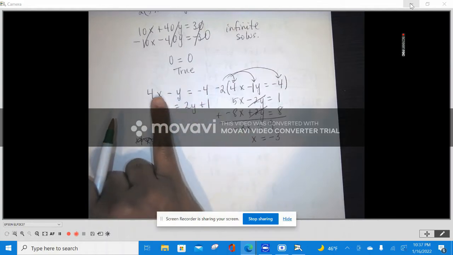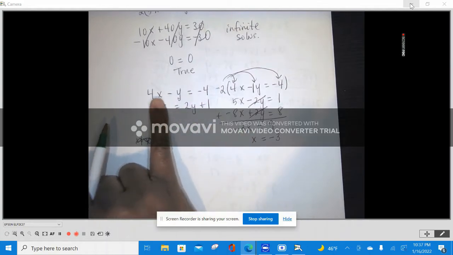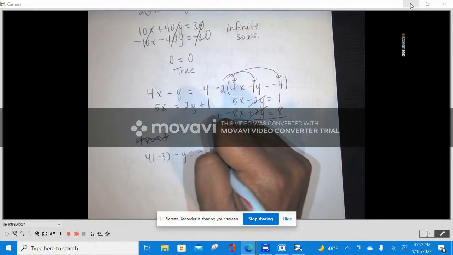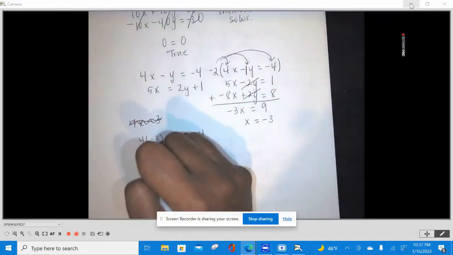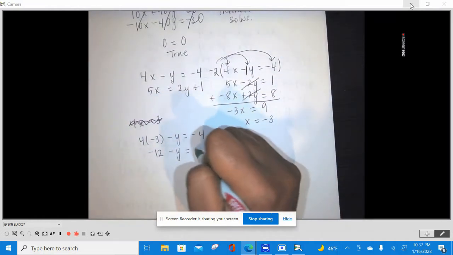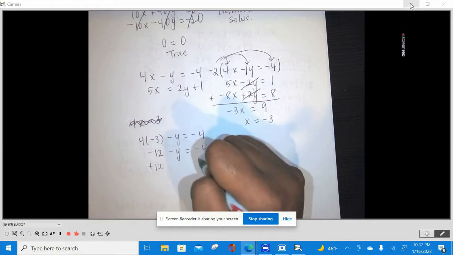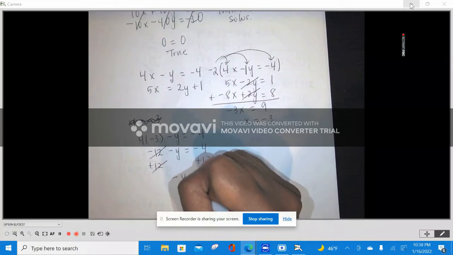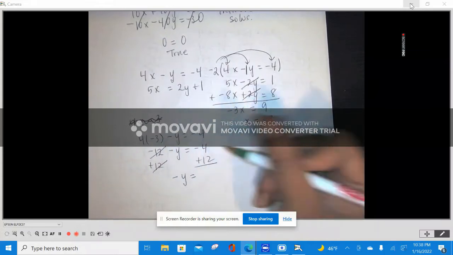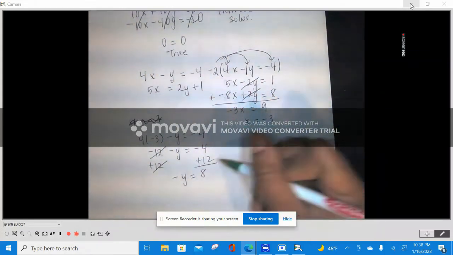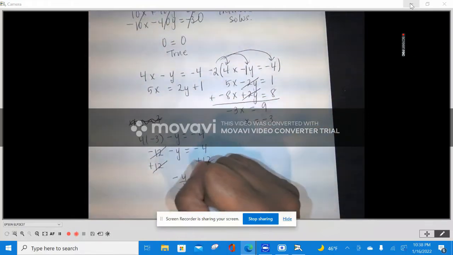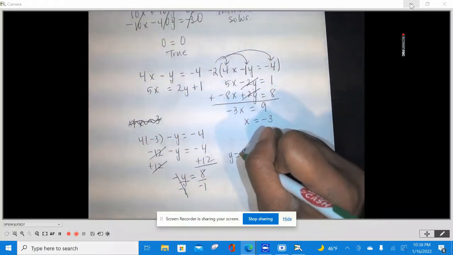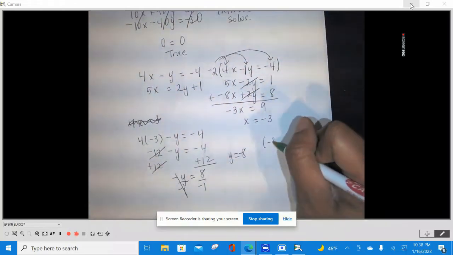We've got to plug it in right here or right here. Still going to use the top equation. So let's do 4 times negative 3. See, teacher can make a mistake. Just catch yourself and fix it. So this is negative 12 minus y equals negative 4. Add 12 to both sides because I'm trying to get y by itself. However, there's this negative in front of y. We'll combine those two for positive 8. But I've got to divide by negative 1 because I don't want that y to be negative. So I've got y is equal to negative 8 and x is negative 3.